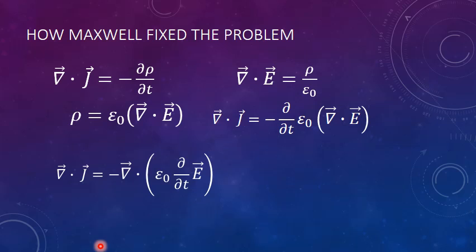If I write it in this manner, now it looks like I might have divergence on each side. And so what we can say is I'll factor out that divergence, and I get that the current density is equivalent to this term over here, minus epsilon naught, the partial derivative of the electric field with respect to time.